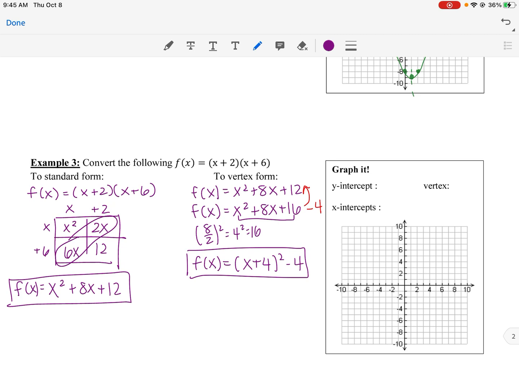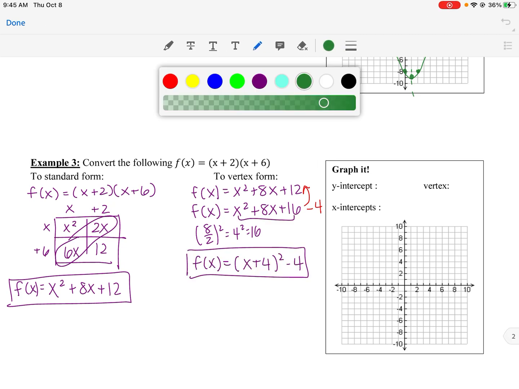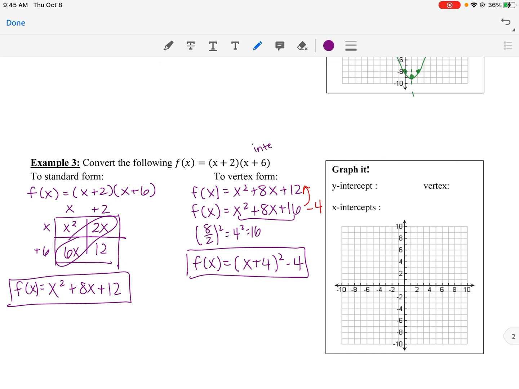Okay, let's go through. This first equation is in intercept form, meaning it shows your x-intercepts. We've got a positive 2 and a positive 6, so it's the opposite: negative 2, 0 and negative 6, 0. This next one, standard form, has the y-intercept, which is (0, 12). The last one, vertex form, is the opposite of the 4, so a negative 4, but the y stays the same, so a negative 4.